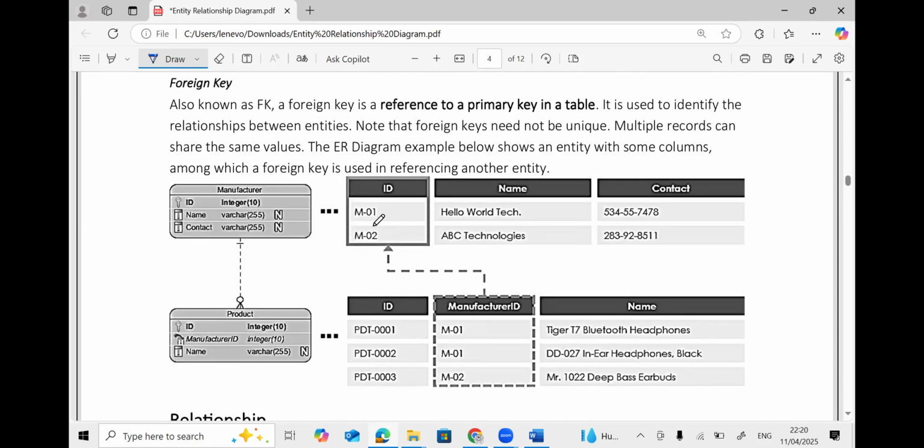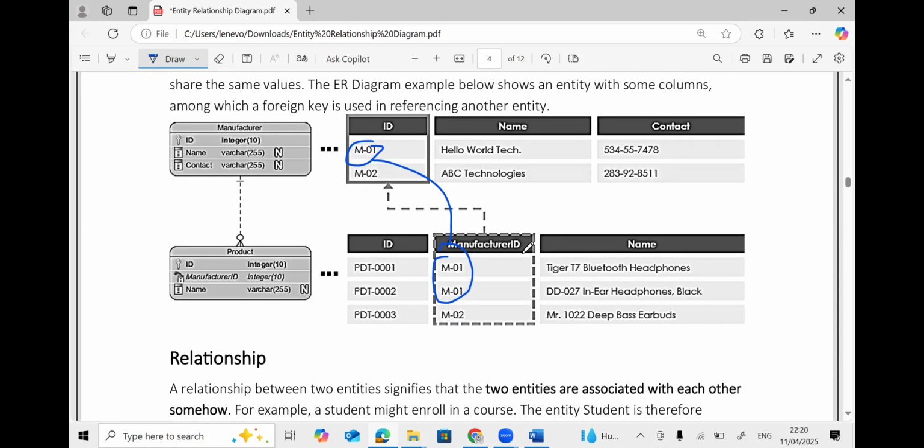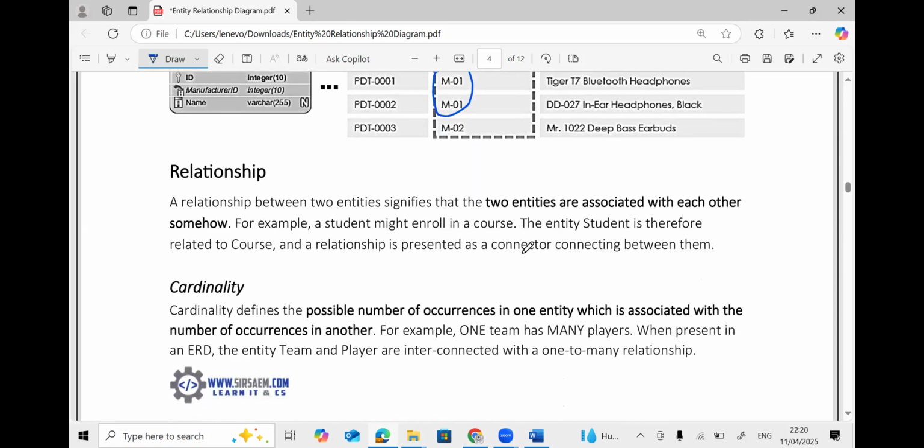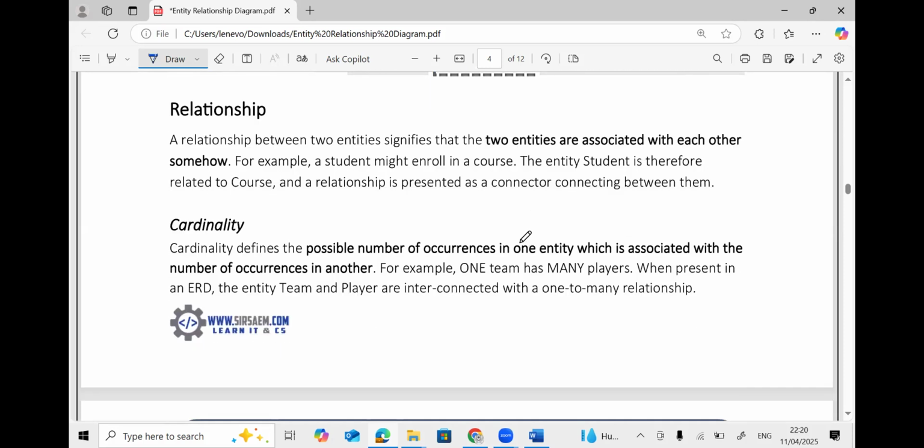A foreign key is when a primary key, this one, is being repeated in another table. That's one table, another table. So when a primary key is being repeated in some other table, it's known as a foreign key. You do know the definition. Okay, it's a reference of the primary key. You do know that relationships are actually made this way.